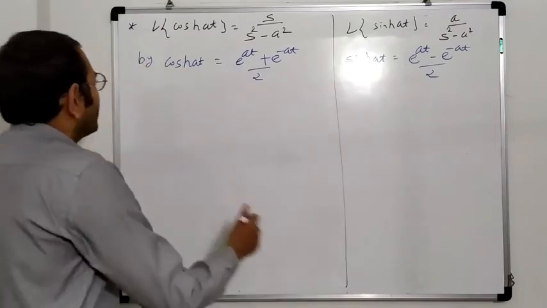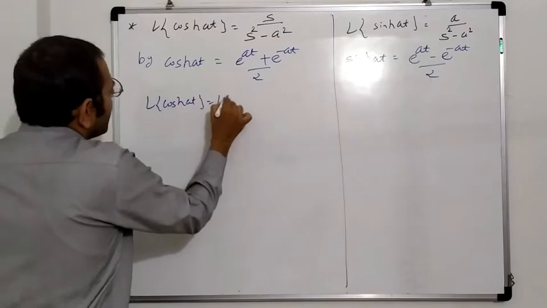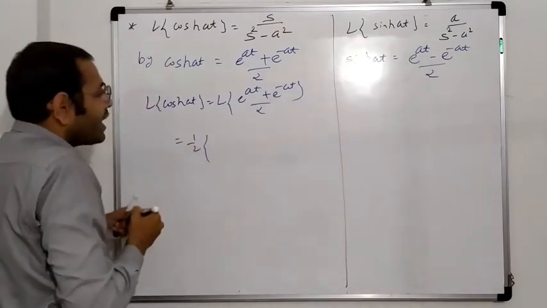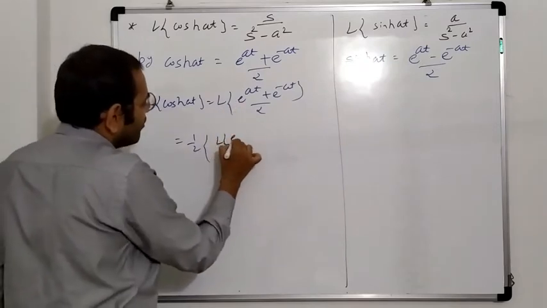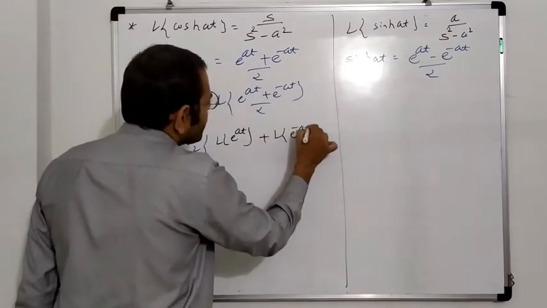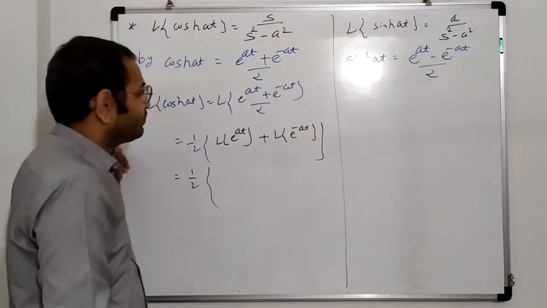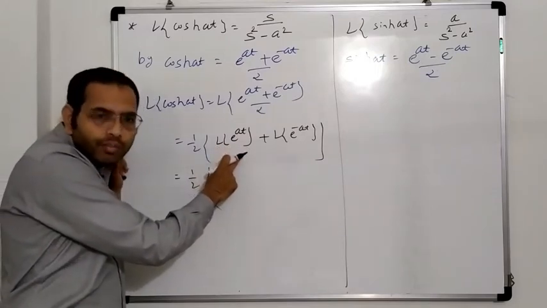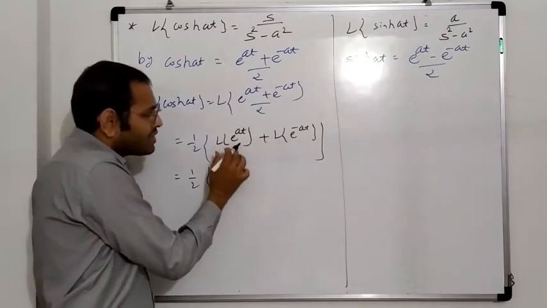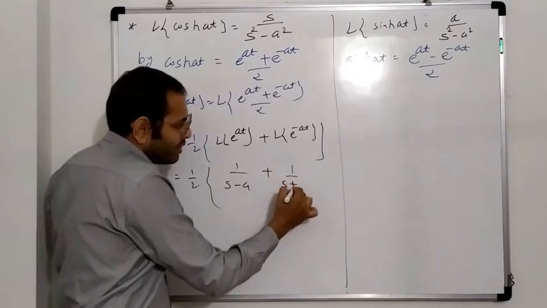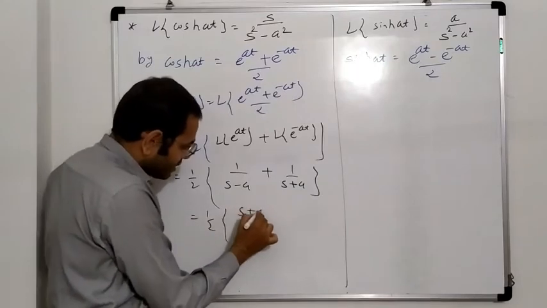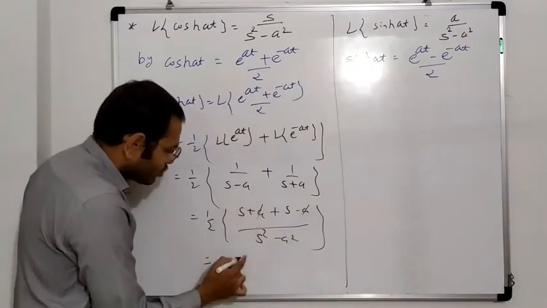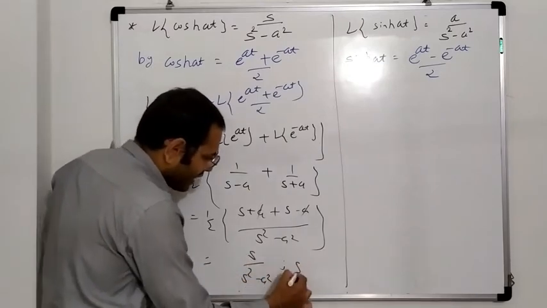Now, Laplace of cosh at equals Laplace of e raised to at plus e raised to minus at, by 2. Here one half is common. According to the linearity property, we take the individual Laplace of e raised to at plus the individual Laplace of e raised to minus at. According to the definition, the elementary function e raised to at, which was already proved a few minutes ago, gives 1 upon s minus a, and this gives 1 upon s plus a. Then taking the LCM, s plus a plus s minus a, the a cancels out, and s square minus a square, s plus s is 2s, the 2 cancels, so we get s upon s square minus a square, where s is greater than mod a.